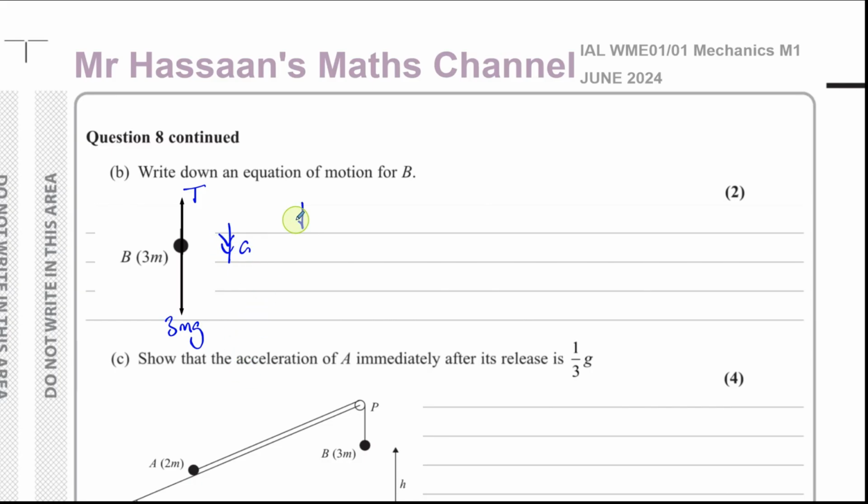So I'm going to resolve the forces taking down as positive. So I'll have 3 mg minus T is equal to, now remember the resultant force is equal to mass times acceleration. So it's 3m times a. So that is the equation of motion for B. We don't have to find any values for it. All that will be found later.